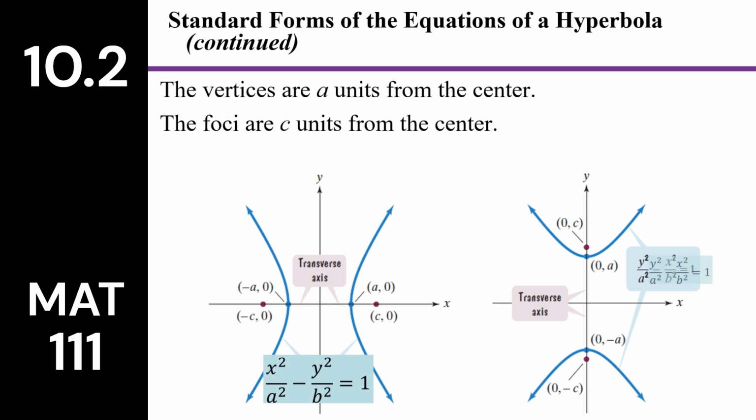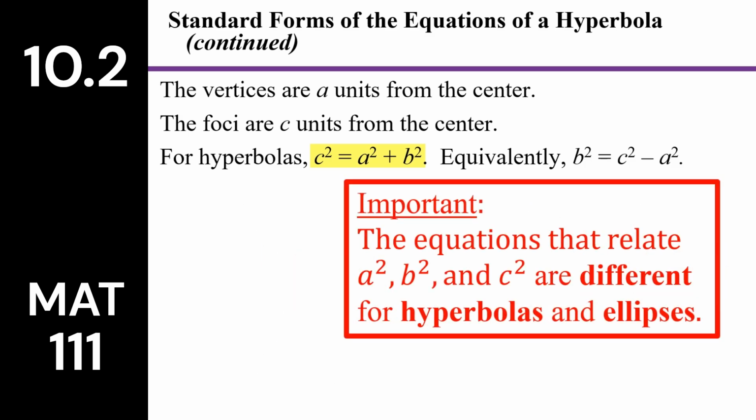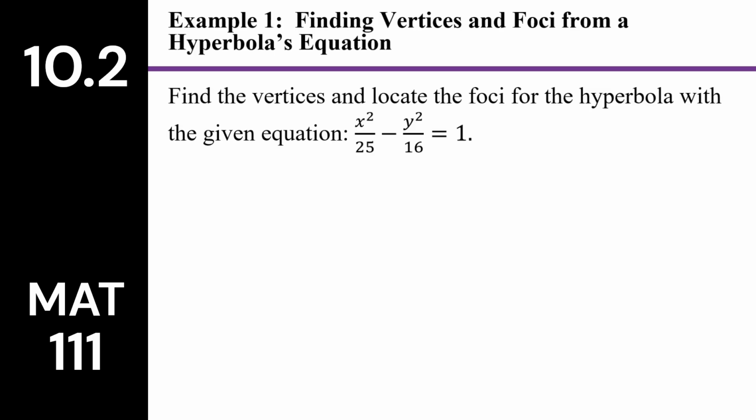Since the denominators of our equation give us a squared and b squared, we will need to find c using a special formula that relates them. c squared equals a squared plus b squared. The alternative equivalent formula of b squared equals c squared minus a squared is typically used when we are given the foci and the vertices and we need to find b. It's important to note that the equations that relate a squared, b squared, and c squared are different for hyperbolas and ellipses.